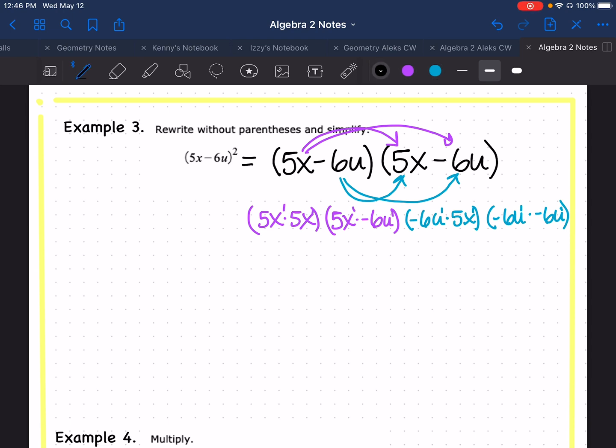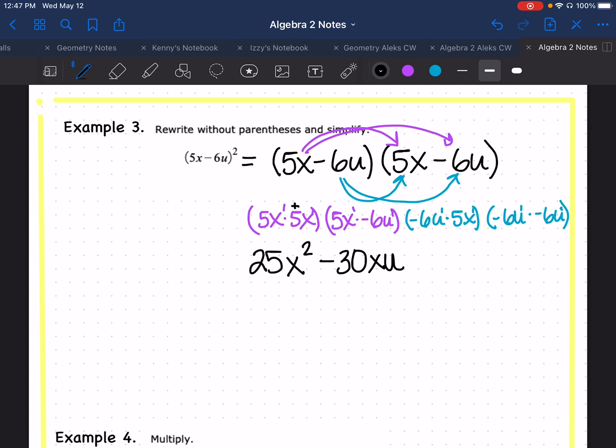Okay, so for the first purple parenthesis, I'm going to do 5 times 5, 25. And then I have x. Remember, because they are the same, I can go ahead and add the 1 plus 1, which gives me x squared. The next one, I would get 5 times negative 6 is negative 30, and then it's xu. I would put it in this order simply because that's how I read it, but you could put it ux, it doesn't matter.